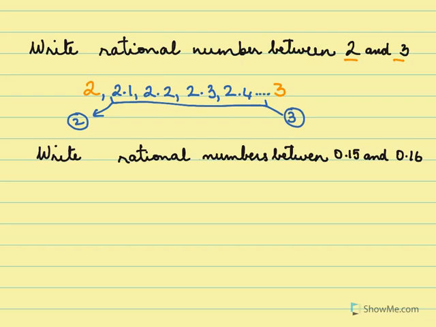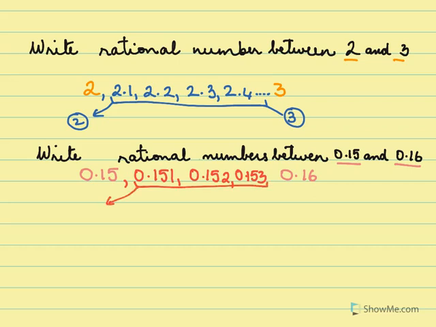Write rational numbers between 0.15 and 0.16. So 0.15 and 0.16. Let me put numbers in between. This will be 0.151, 0.152, 0.153. All these numbers will lie between 0.15 and 0.16.